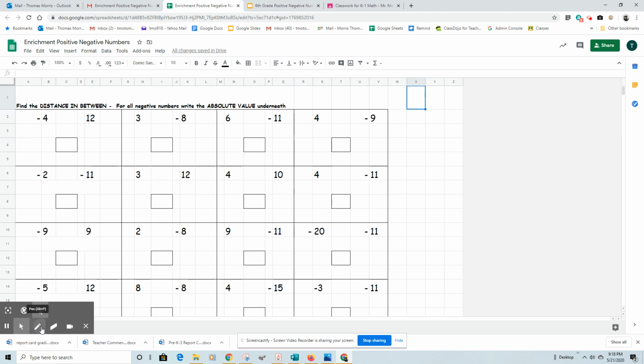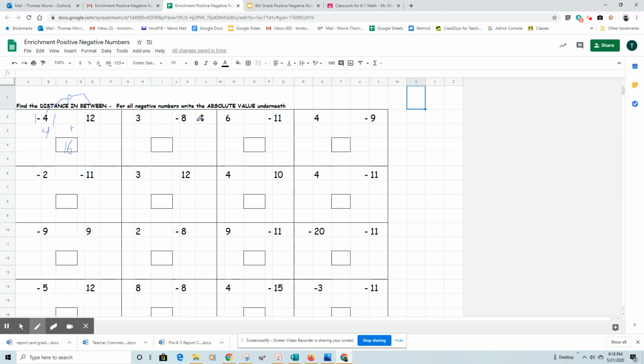All right, so look at the instructions. For all negative numbers, write the absolute value underneath, and that's just going to help you. So you'll see right away, here's -4. What is the absolute value? It's 4. Now I find the distance, or add the two together, sorry. So 4 to 12, and that's 16. Think of that number line. It's going from 4 to 0, and now it's going from 0 to 12. So that's where I'm getting my 16.